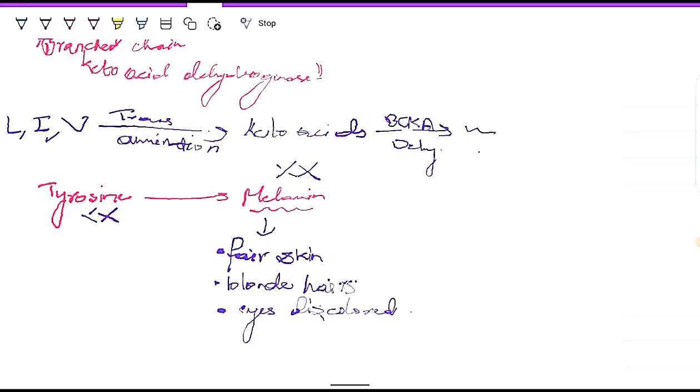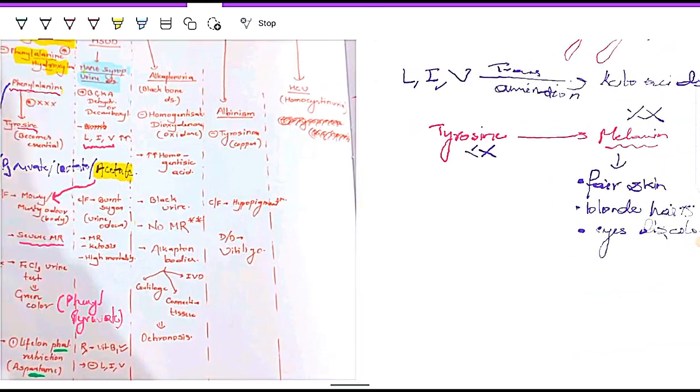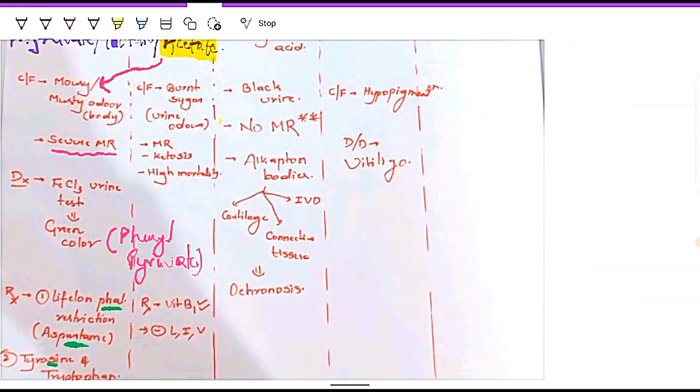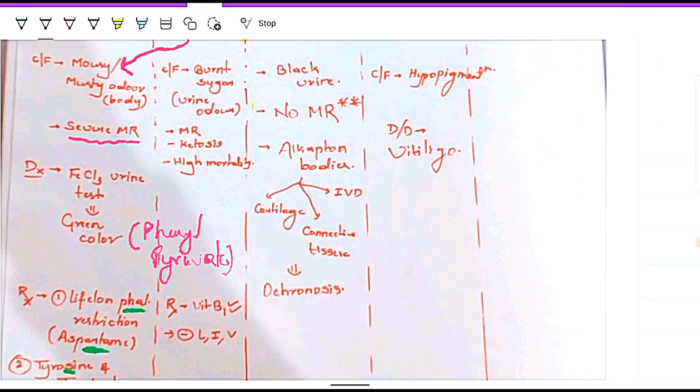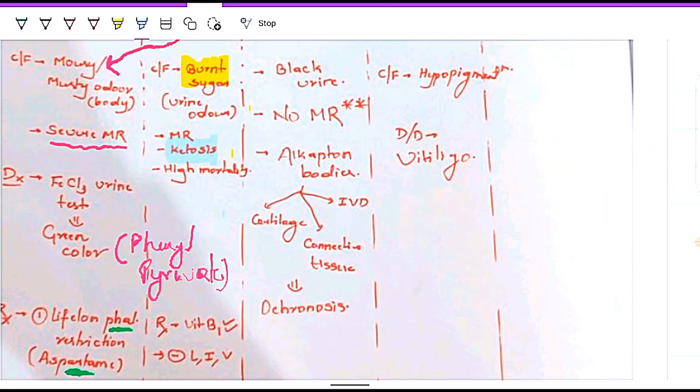Okay, now we do not need to know the further reaction. So what happens is these three amino acids and these keto acids get accumulated in our body. So what will be the urine odor in this condition? It will be burnt sugar or caramel. Like when we caramelize the sugar, the smell we get, that is called the burnt sugar appearance. Now there will also be severe mental retardation in MSUD, and because of that there will be high mortality. Also, since the keto acids are getting deposited, I told you there will be ketosis.